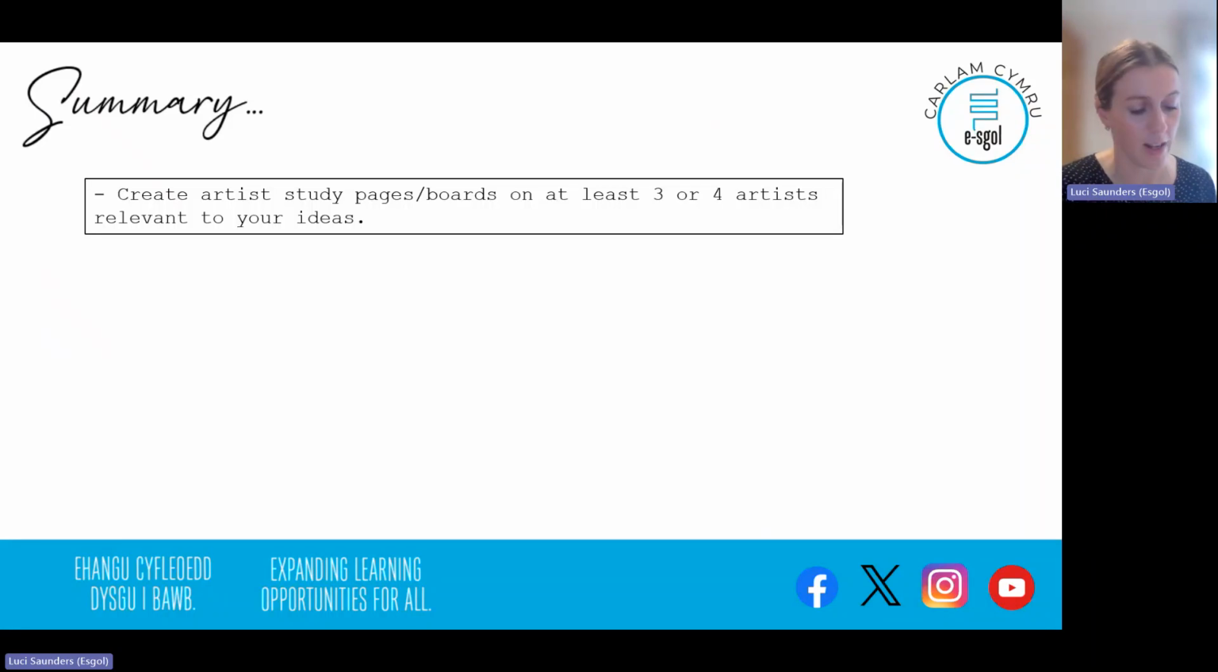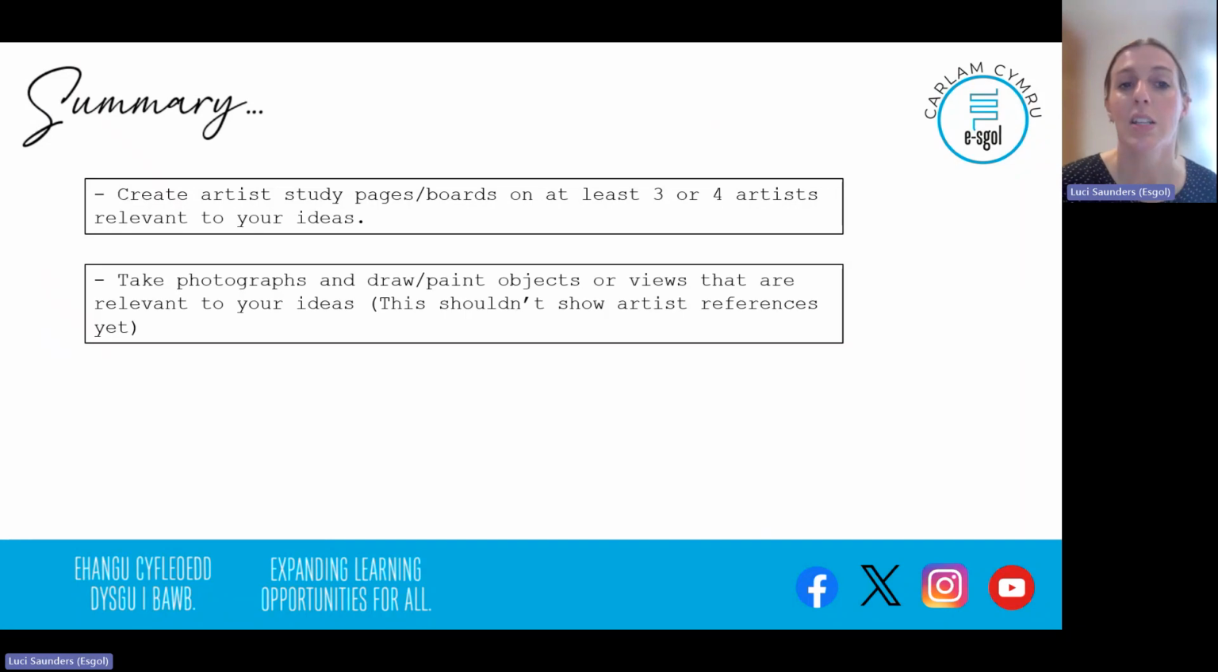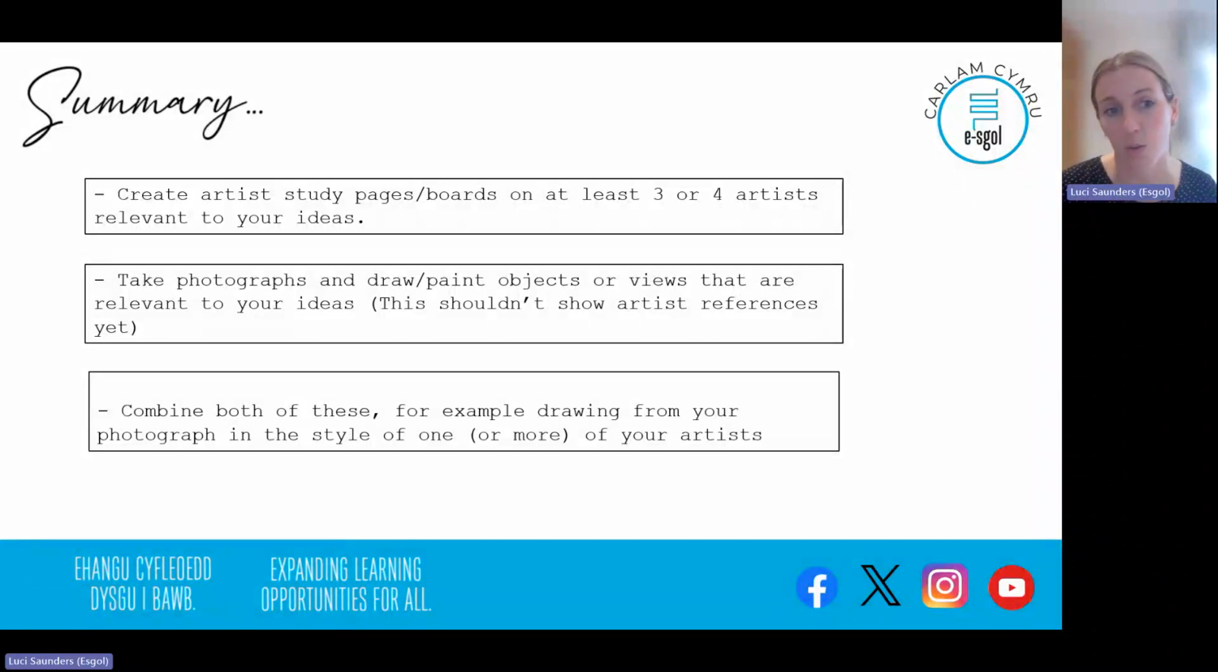It completely depends on how much depth you're going into. Take photographs and draw or paint objects or views that are relevant to your ideas. And there should be a stage where this doesn't show artist references. So there should be a stage where you do just sit and draw or photograph the thing as it is, without responding to your artist. Okay, so just showing that you've observed it and engaged with it as it is. And then the third step is to combine the both of them. For example, drawing from your photograph in the style of one or more of your artists.